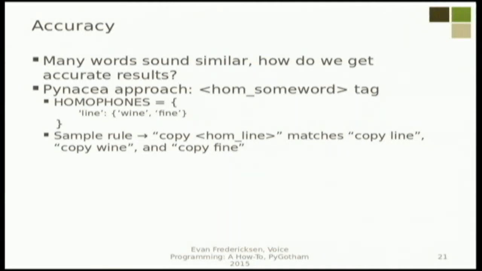One approach I have, a sort of harm reduction for that, is the homophone tag, where I say, if it gets a word in a certain part of our rule pattern, just pretend it heard this other word. For instance, I have a homophone dictionary with the word line, and a rule that says copy homophone line. So if it gets the text copy line, or copy wine, or copy fine, just pretend it got copy line.